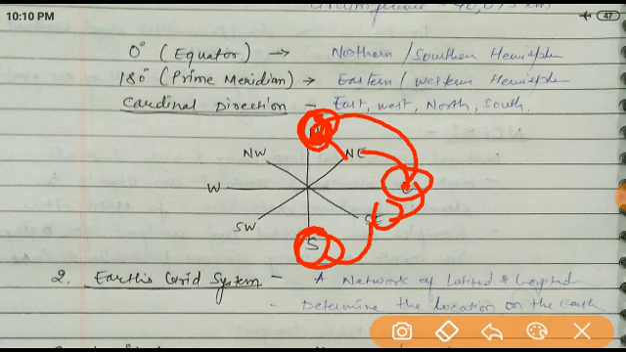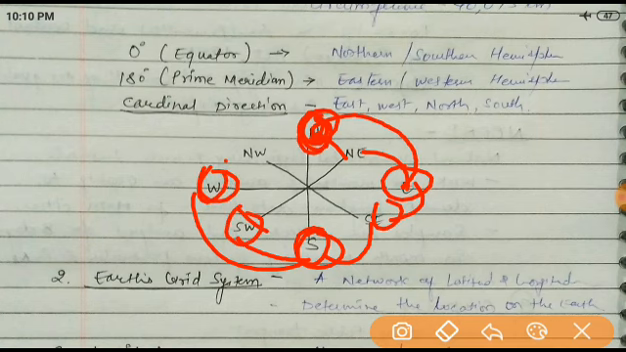Same like that here, between south and west, first of all you write south and then west: southwest. Same here, between north and west, first of all you write north and then west, not west north. I hope it is clear.